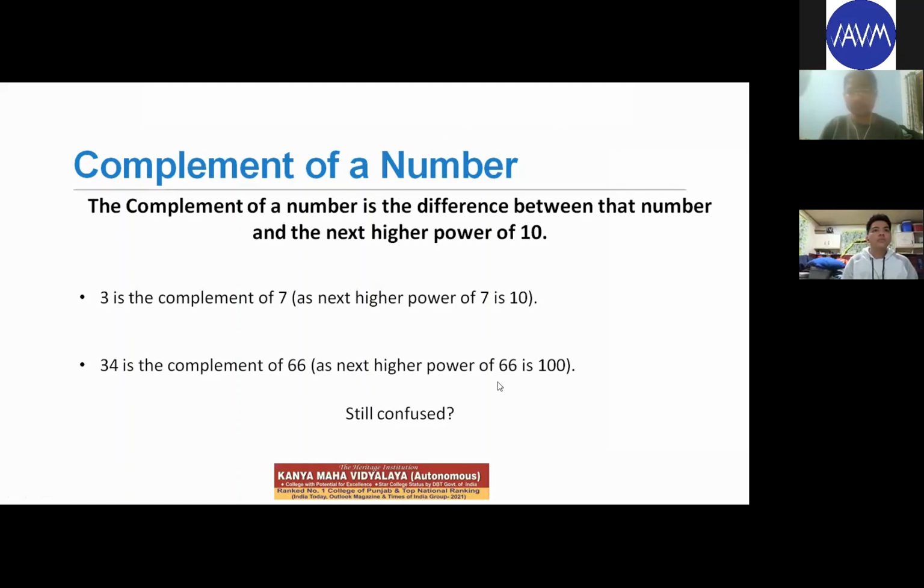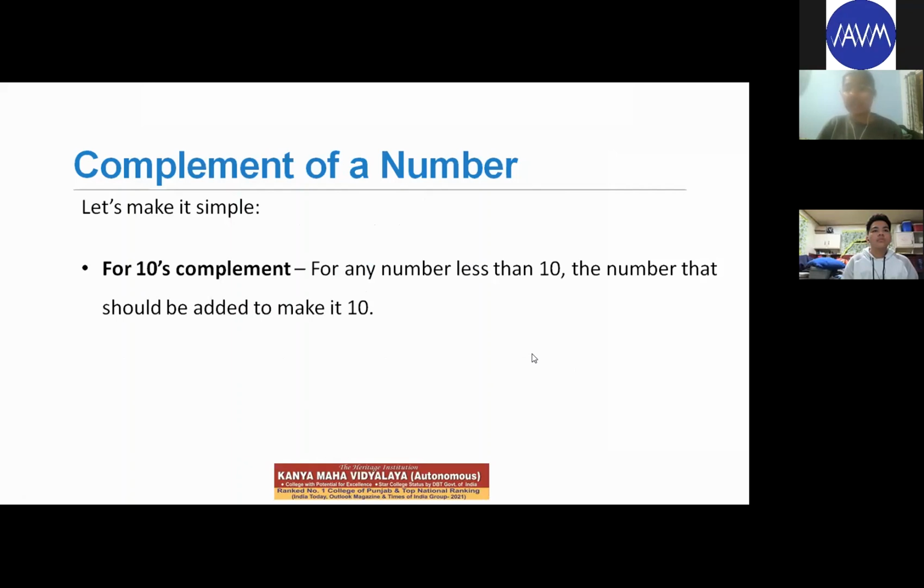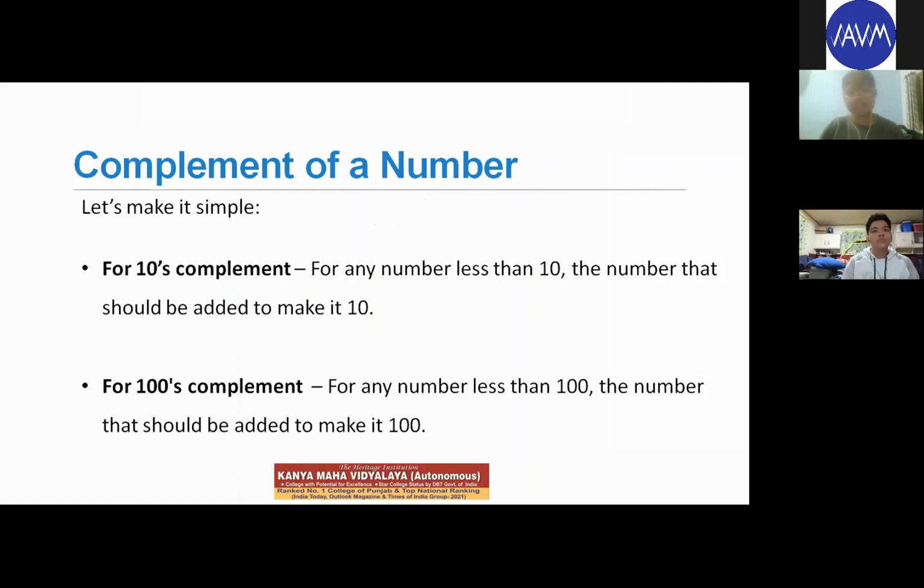If you're still confused, let's make it simpler. For tens complement, we take any number less than 10, and we find the number we should add to it in order to make it 10. For hundreds complement, we take any number less than 100, and we find the number which can make it 100. Taking the previous example, 7 is obviously less than 10. So we have to find a number which should be added to 7 in order to make it 10. So 7 plus 3 is equal to 10. According to the concept, 3 is the complement of 7.